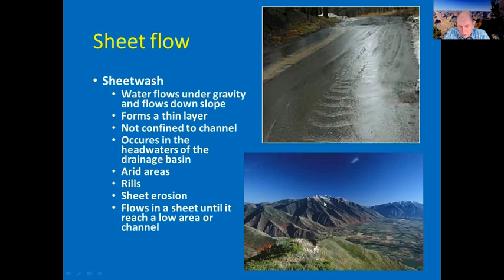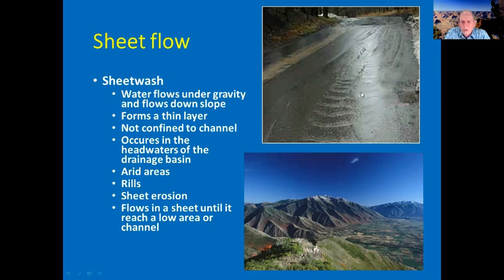If you're looking up here in the drainage collection area at the top, you will see that water flows down that slope, and that is where the sheet wash portion occurs. It usually occurs in the headwaters of the basin. It is much more predominant in the desert areas, and oftentimes it produces rills.